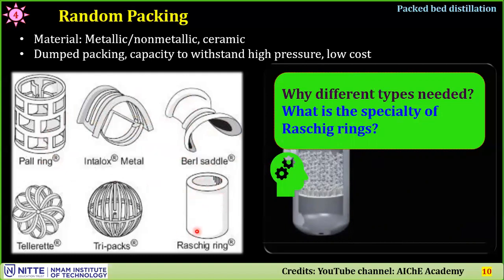If you see the Raschig ring, it is cylindrical in shape, a hollow cylinder. The important characteristic of this is that the outer diameter is equal to the length or the height of the cylinder. Length is L, diameter is D, L by D is equal to 1 for the Raschig ring. That is the speciality of Raschig rings.